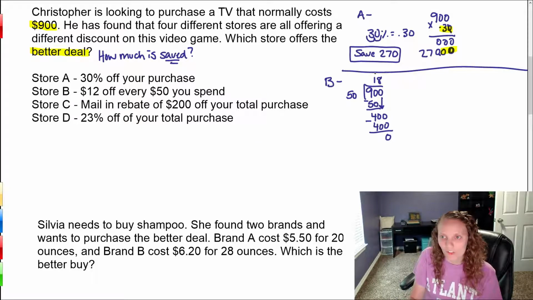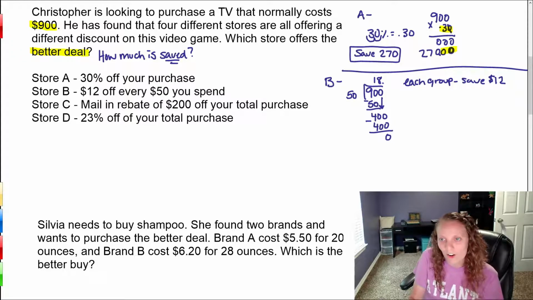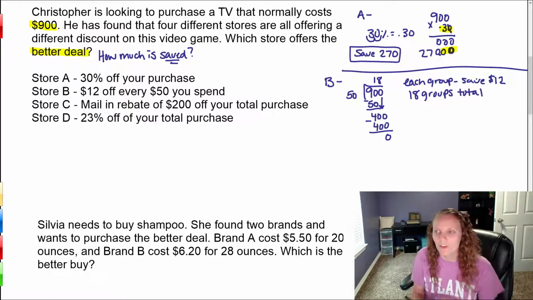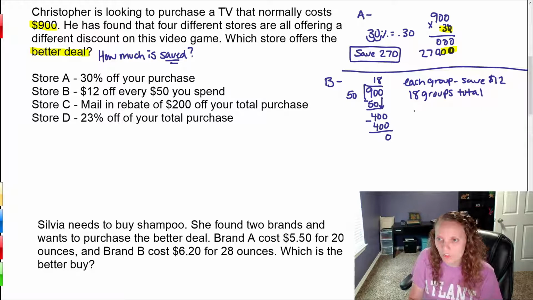And so for each group, we'll save $12. And there are 18 groups. So if each group is $12 savings and there are 18 groups total, we are going to multiply 12 times 18.